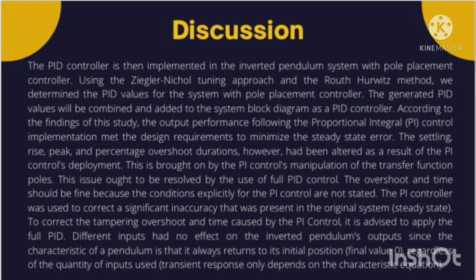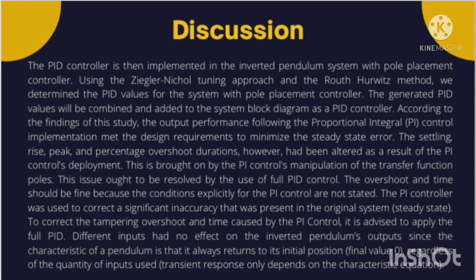According to the findings of this study, the output performance following the proportional integral, which is PI control, implemented met the design requirements to minimize the steady state error, and the settling, rise, peak, and percentage overshoot durations. However, these had been altered as a result of the PI control's deployment. This is brought on by the PI control's manipulation of the transfer function poles. This issue ought to be resolved by the use of full PID control.